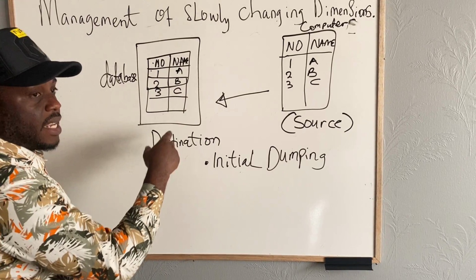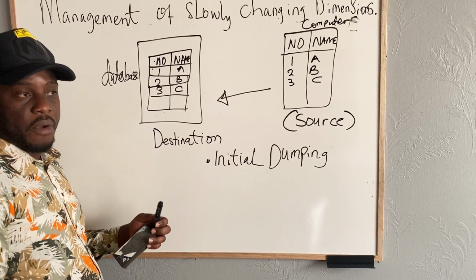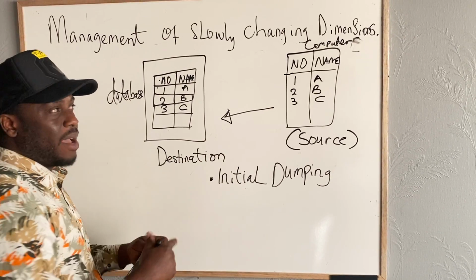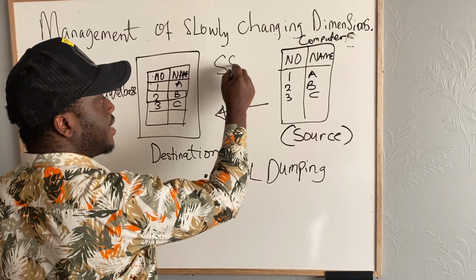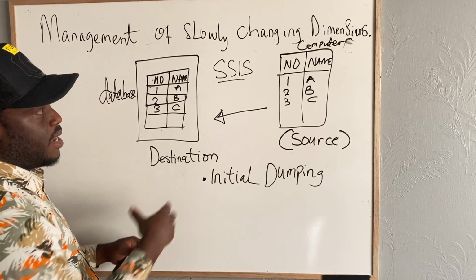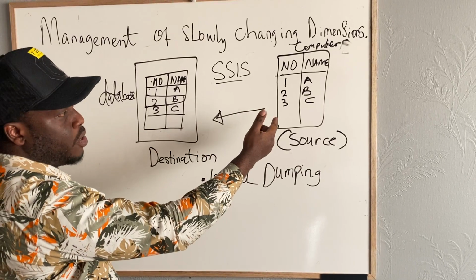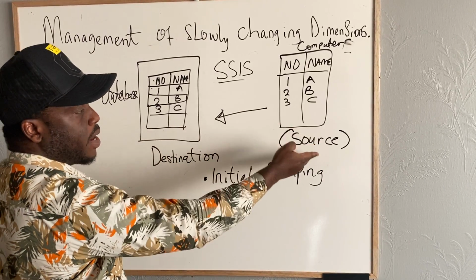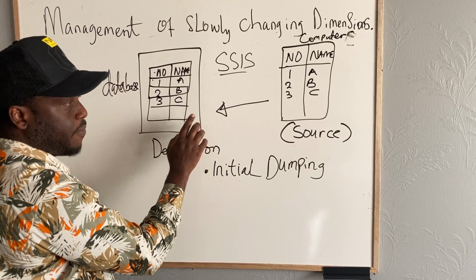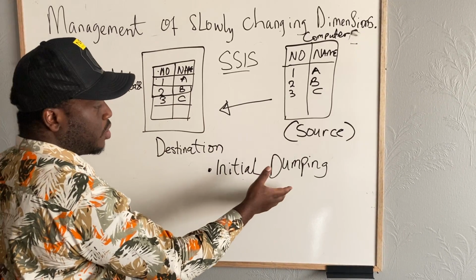For you to move this data, there are so many packages or software you can use to do this. But in this discussion, I am capturing what we call SSIS, SQL Server Integration Services. This is a package we are going to be using to move this data from whatever source to this. So by the time you have done this first stage, it is called your initial dumping.